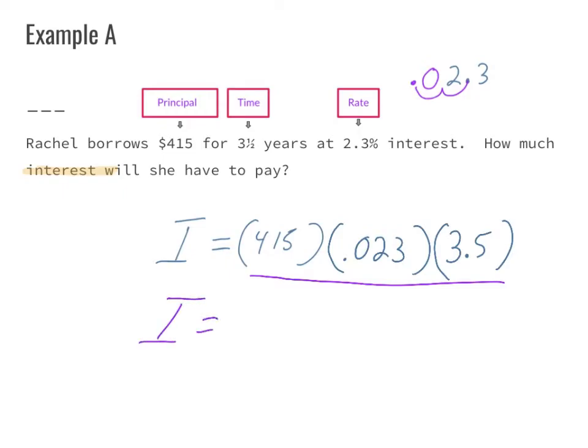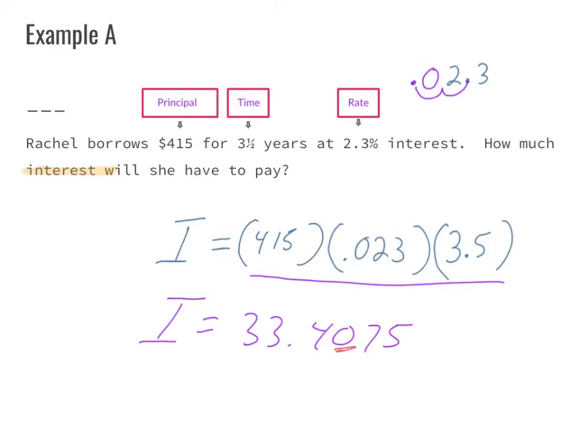So let's go ahead and do that now. So 415, typing it into my calculator, times 0.023 times 3.5 is going to give us 33.4075. So I've got four numbers there at the end of my decimal. However, we are in the United States. And in the United States, we only have two decimals at the end of our money system. So since I have 33.4075, I'm going to have to round that to 2 decimal points.